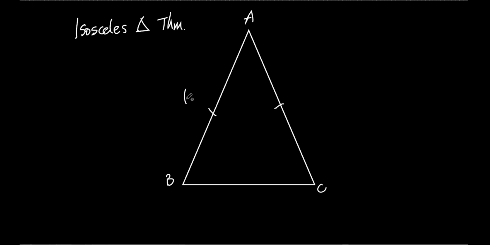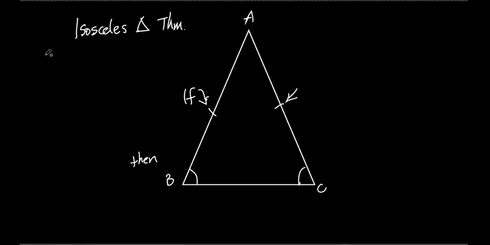So if this was equal to this, then angle B and angle C are equal to each other. All right? Every single time. They give you a little proof for it, and just due to time, I'm not going to go through that proof. It's not a hard one to do, but we have it. So the isosceles triangle theorem says that.